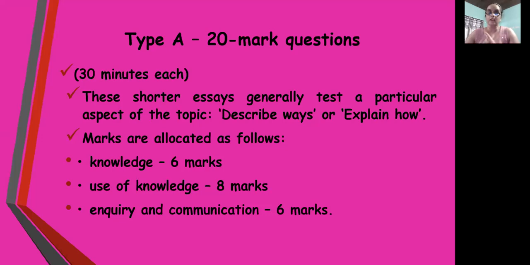And the marks are allocated as follows. For knowledge, you get 6 marks. For use of knowledge, you get 8 marks. And for inquiry and communication, you get 6 marks. I am going to come back in a minute and look at what each of those mean.